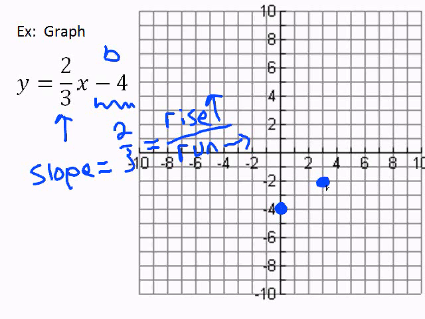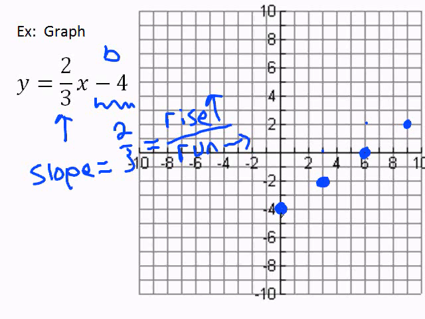Now I can find a third point by going up 1, 2, to the right 1, 2, 3. I can find a fourth point by going up 2, to the right 1, 2, 3. And I can keep on using that pattern over and over again. All my points should end up lying in a straight line.